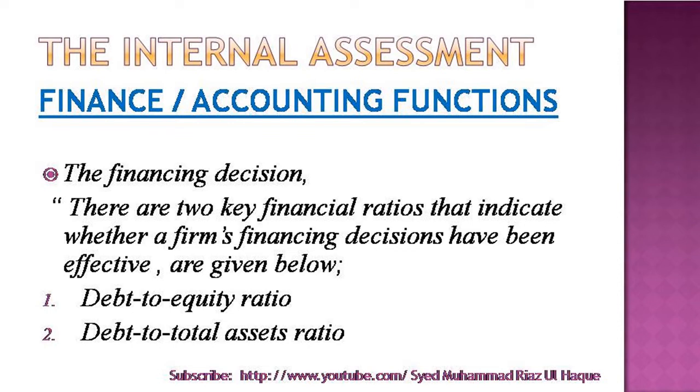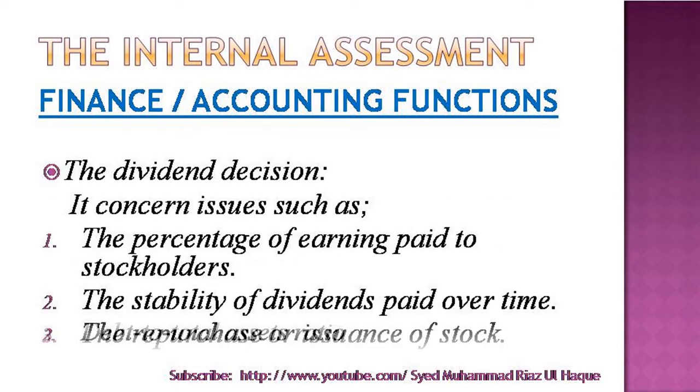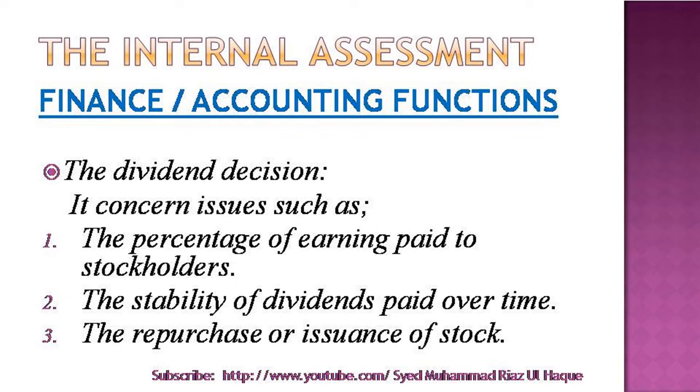The financing decision must consider both short-term and long-term needs for working capital. Two key financial ratios that indicate whether a firm's financing decision has been effective are the debt to equity ratio and the debt to total assets ratio. So these two are very important. Now we talk about the dividend decision.